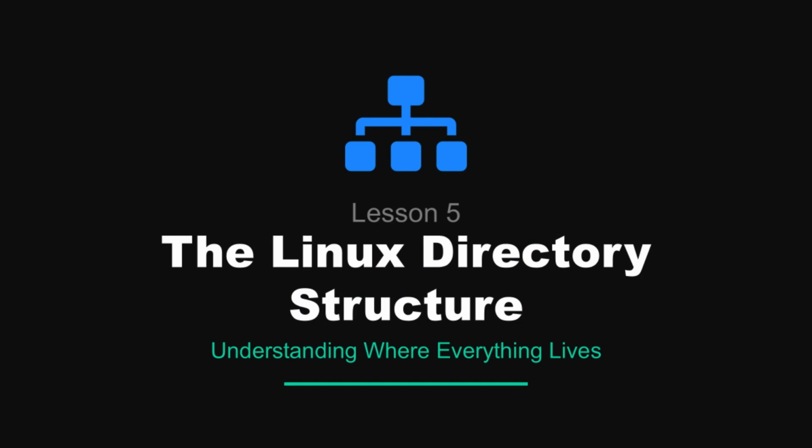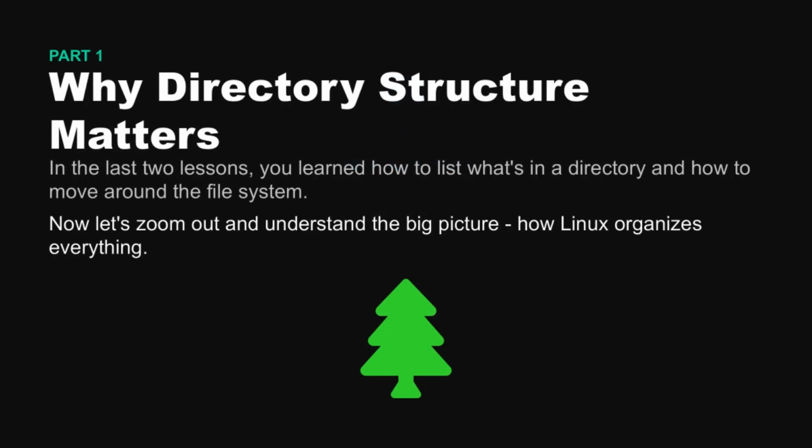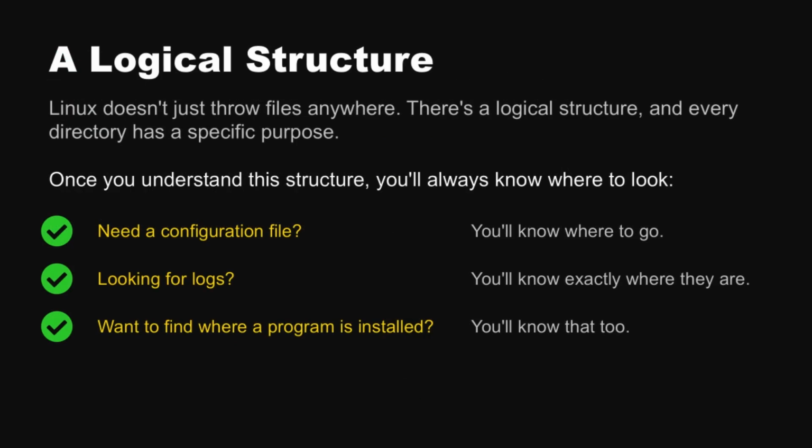So you've learned how to list what's in a directory and how to move around a file system. Now let's zoom out and understand the big picture, how Linux organizes everything. Linux doesn't just throw files anywhere, of course. There's a logical structure, and every directory has a specific purpose. Once you understand this structure, you'll always know where to look for things.